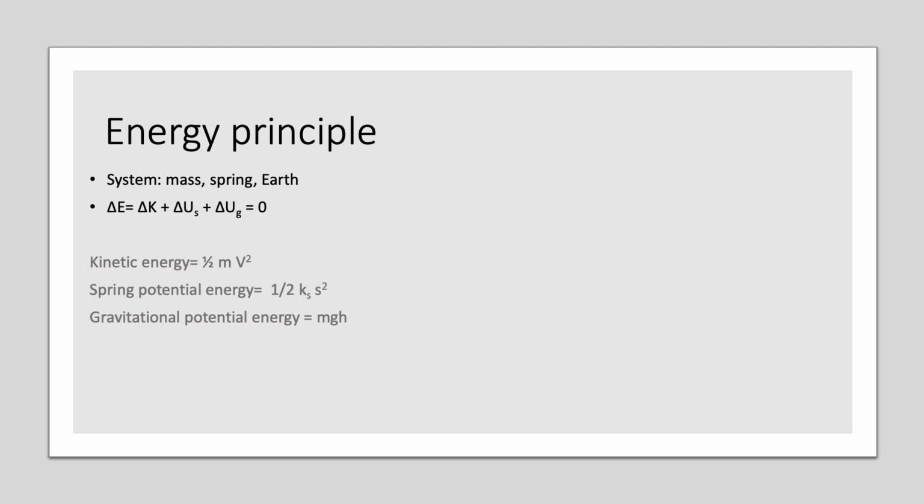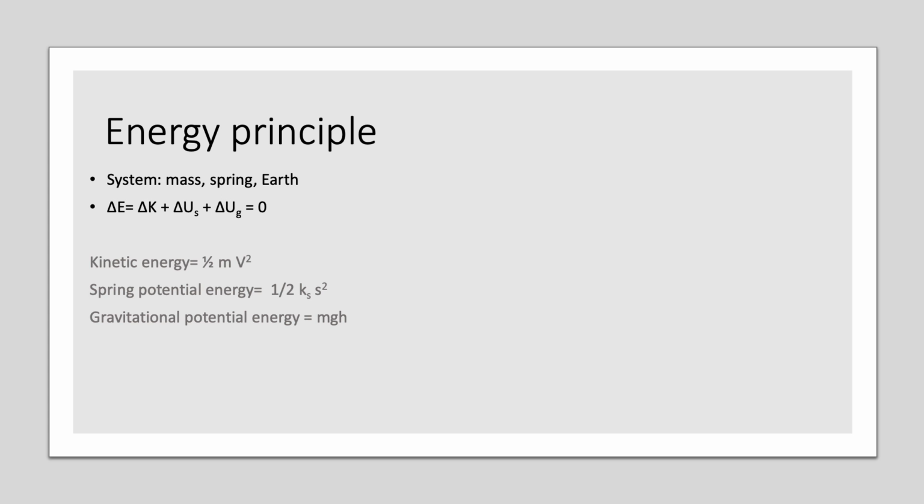Next, the energy principle is used to describe changes in energy of the system. Delta E equals the change in kinetic energy plus the change in spring and gravitational potential energy. In this case, we consider the system as the mass, the spring, and the Earth. No work is done, so the total change in energy is zero.